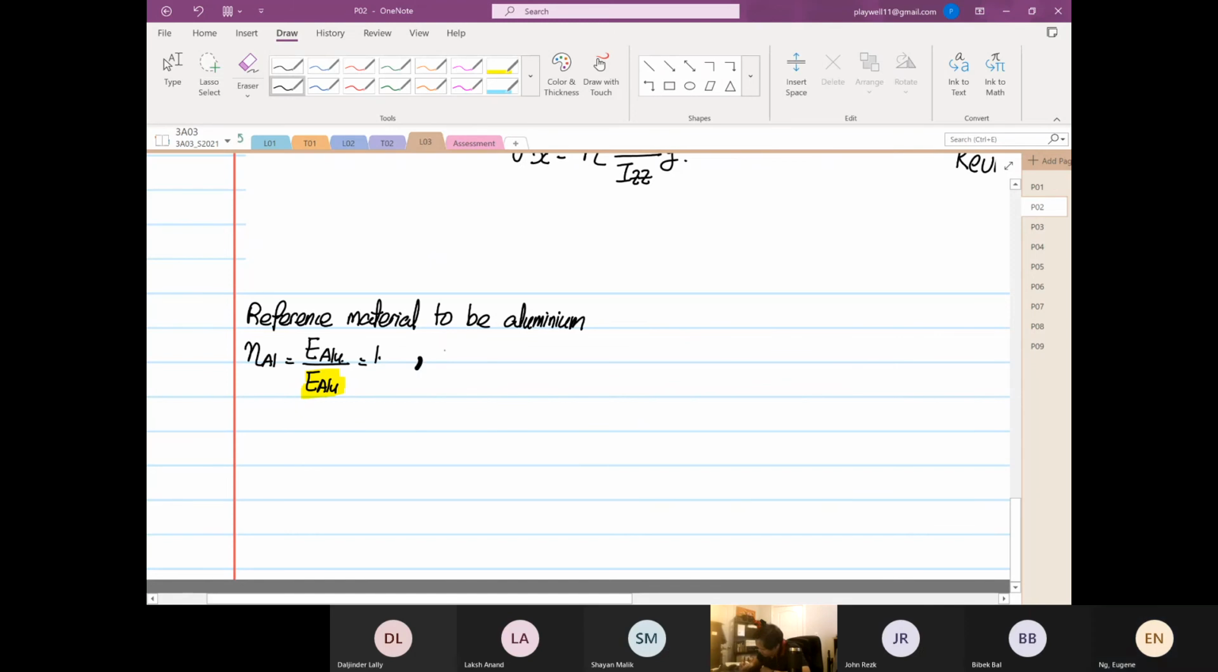And then the n for Kevlar, okay, is equal to E of Kevlar divided by E of aluminum. So this will be equal to 19 times 10 to the power 3 divided by 10.6 times 10 to the power 3. So this will be equal to 19 divided by 10.6 is equal to 95 over 53.